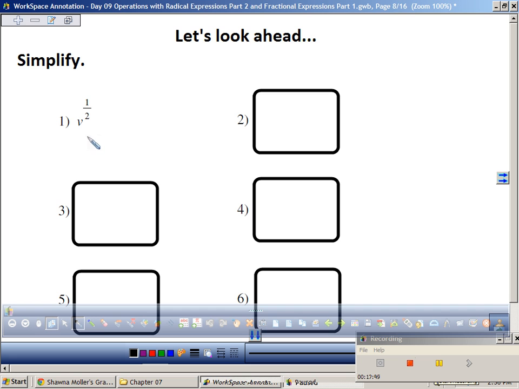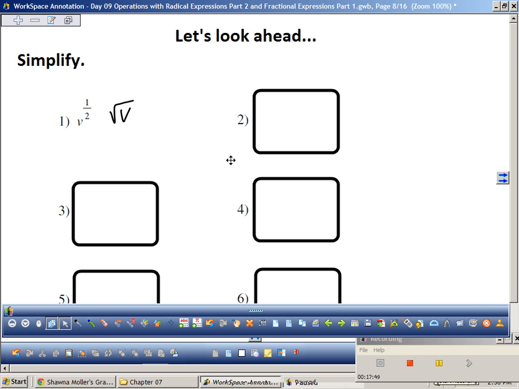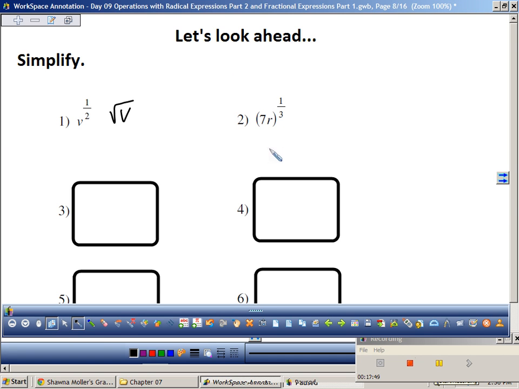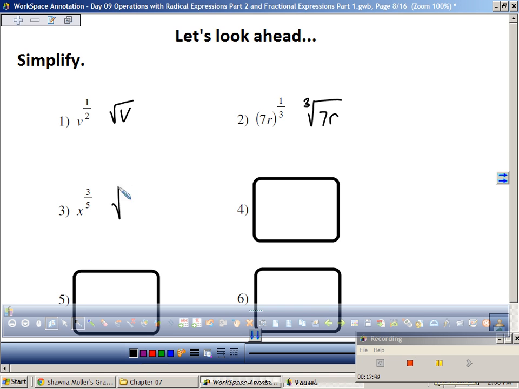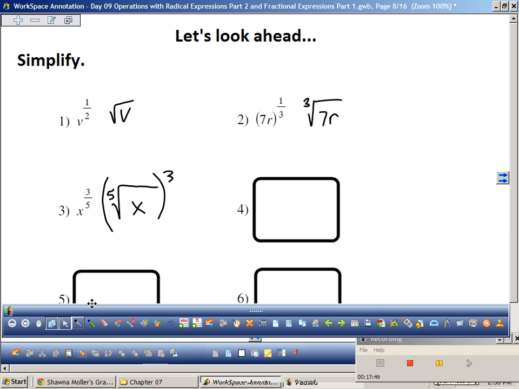What is v to the 1/2? Radical v, right? What is that one? The cubed root, right? What about that? Look at the denominator. The denominator is in charge. The denominator is your index, right? So my index is 5. It's an x, and I have 3 of them.